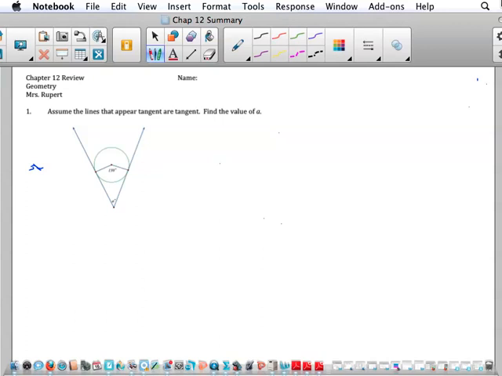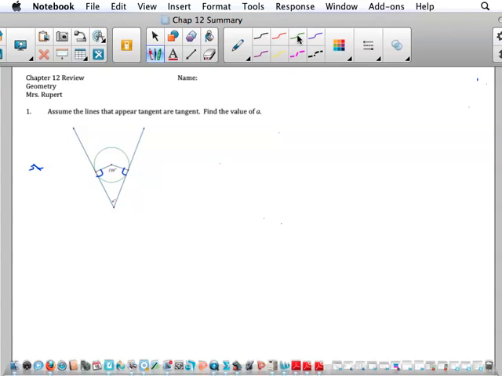So we'll start with number 1. Assume the lines that appear to be tangent are tangent. Find the value of A. Well, that's your clue to tell you if these are tangent. Remember, if a line is tangent to a circle, it's perpendicular to the radius at the point of tangency.